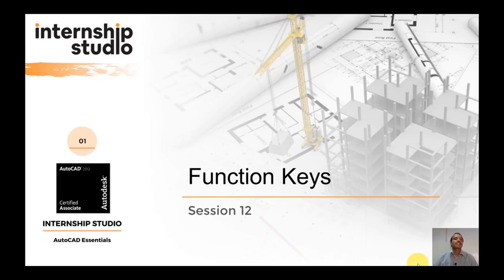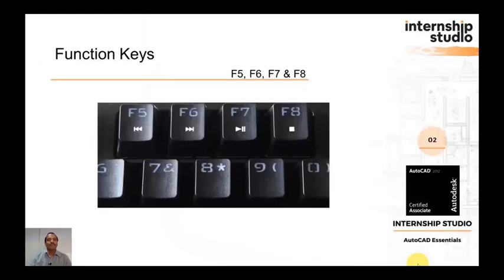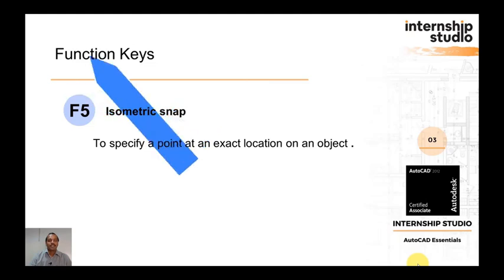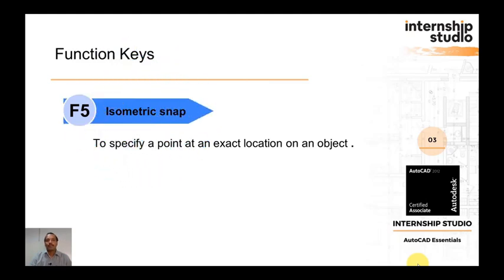We are in the discussion of function keys. Today we are going to discuss the function keys F5, F6, F7 and F8. F5 is the function key used to keep the points exactly on the isometric mode. The function of this key we will discuss in detail when we draw the isometric drawing.